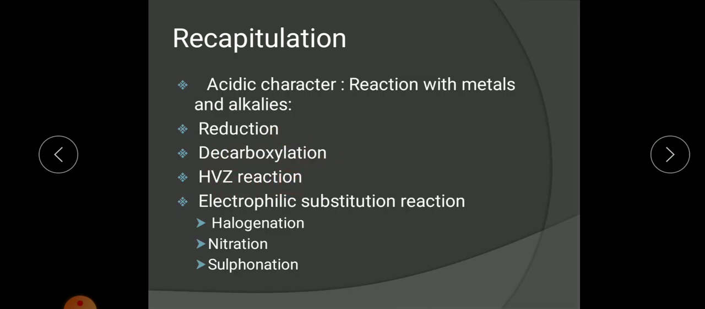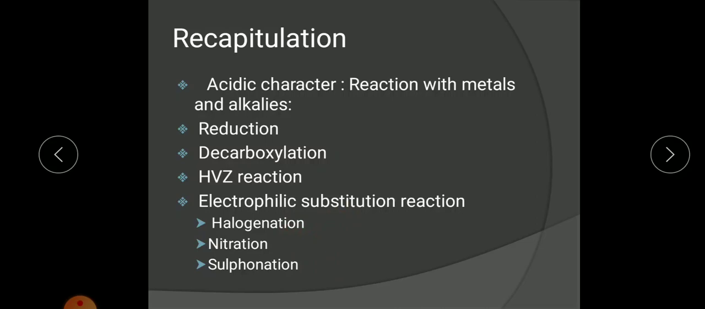After that we discussed electrophilic substitution reactions, and in this we saw halogenation, nitration and sulfonation. Since carboxylic acid contains an electron withdrawing group, the product formed will be meta substituted. That means the electrophile will attack at only the meta position. So this was our last topic, and with that we completed the chapter.